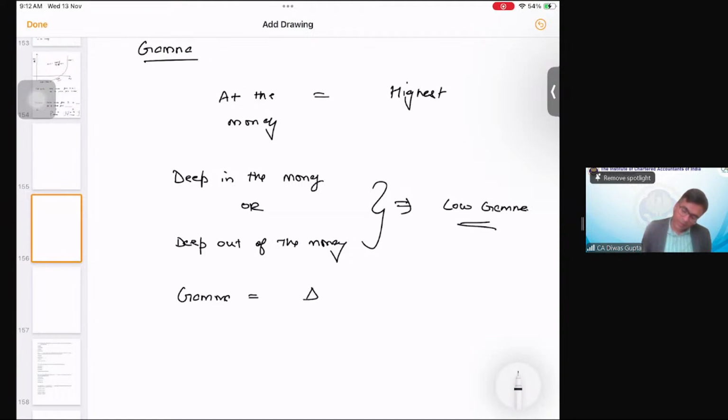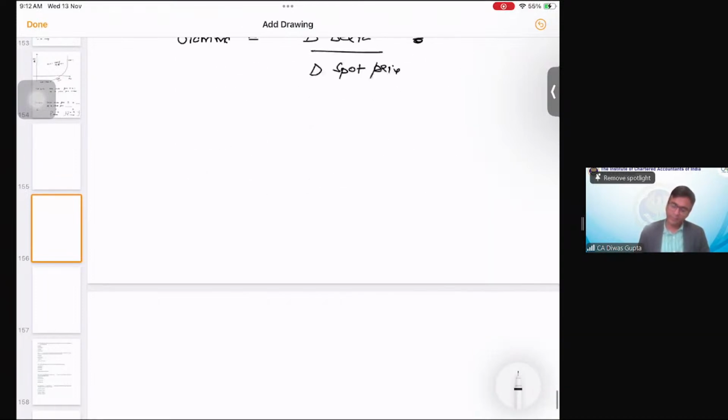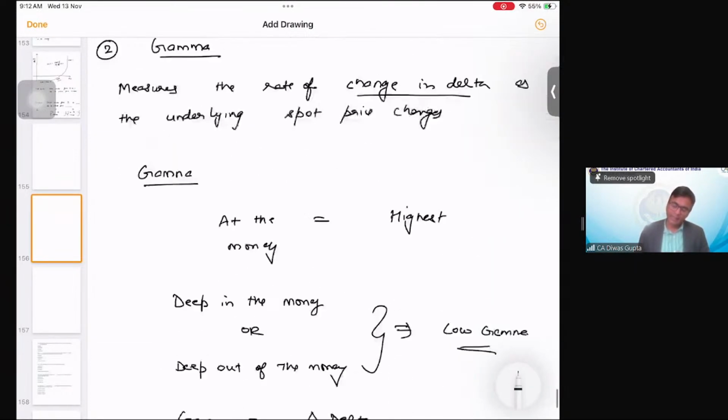Gamma is change in delta divided by change in spot price. And change in delta we already know, which is the change in the premium of call or change in the premium of put divided by the changes in the spot price. Clear, students? Gamma is clear.